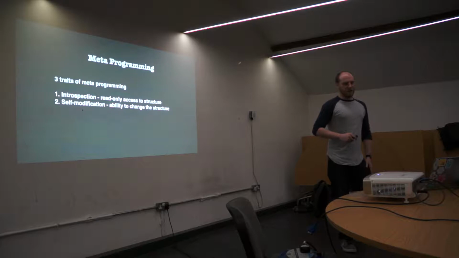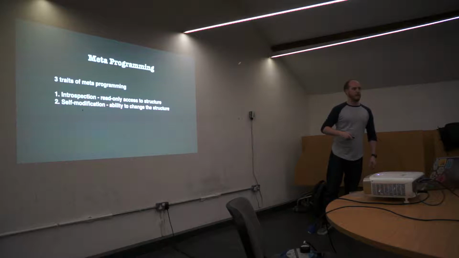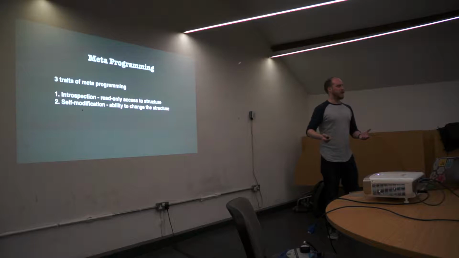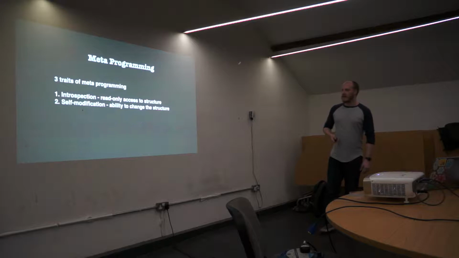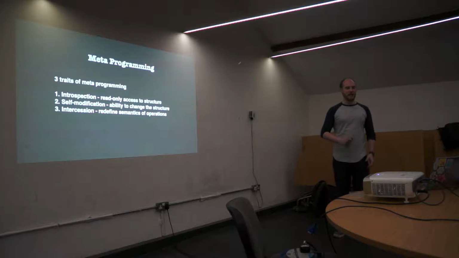But there are also 3 traits. There's introspection. It's quite useful having a talk right after GraphQL. Introspection is very similar to what we've just seen, where you can take a look at the schema and actually ask questions about it. What are the properties of this object? Is that a string? Is that an integer? But it only gives you read access. Then there's self-modification. This is the ability to change that structure. That's the eval example I just gave. And then the third one, which is really what makes proxies actually work, is intercession.